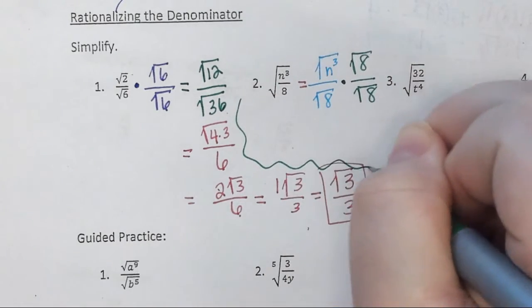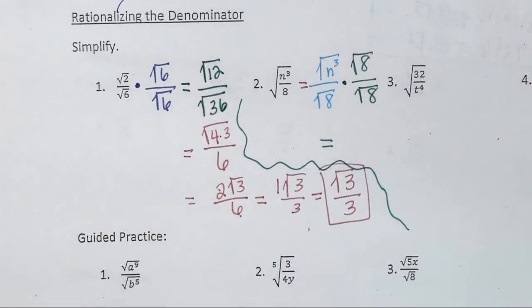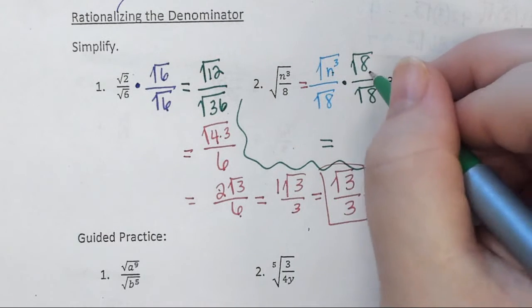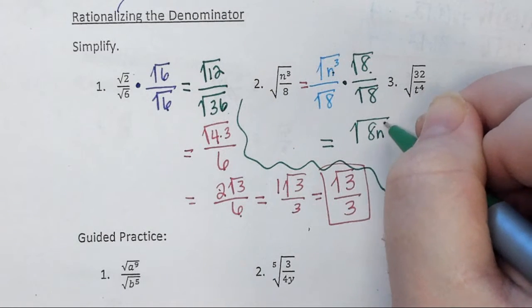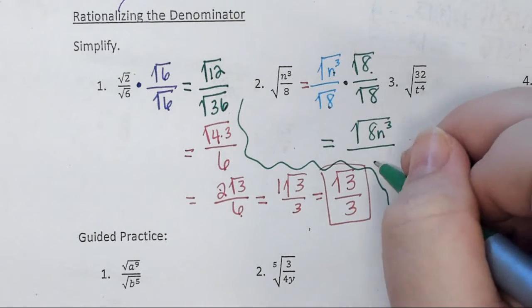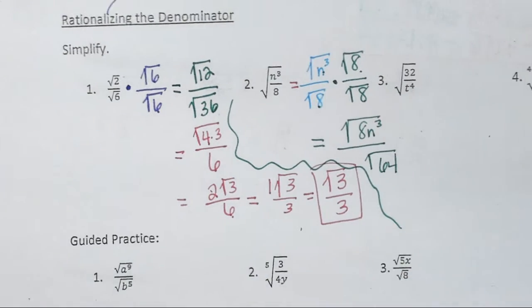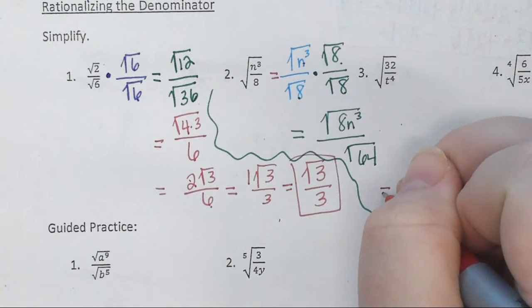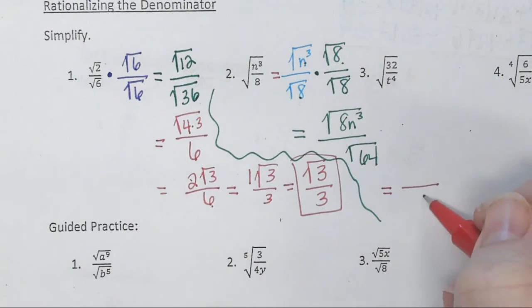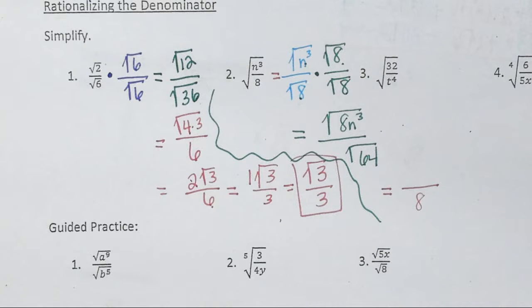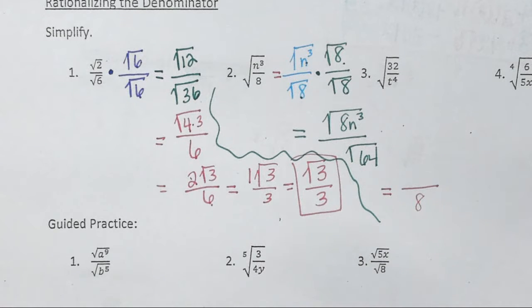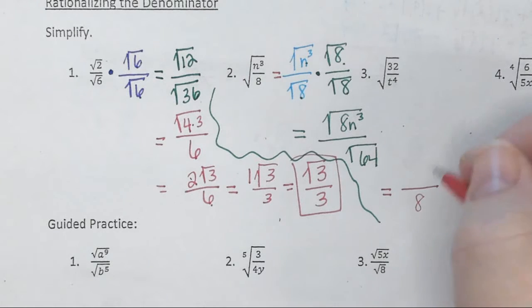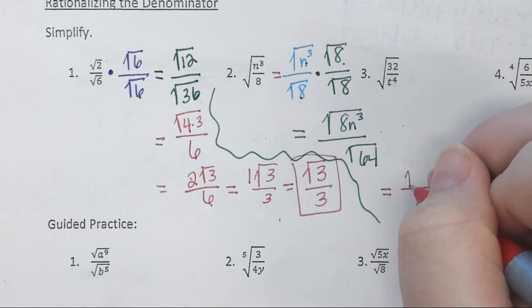Okay, so if we do number 2 Miss Brister's way, which I like, we're going to have n to the third times 8, so 8 n to the third in the numerator. 8 times 8 is 64, so square root of 64 in the denominator. Good thing is I know the square root of 64. Square root of 64 is 8. Now, if only I could break down that square root of 8 to the third. What can I do with the 8 to the third? Okay, I can do 4 times 2.